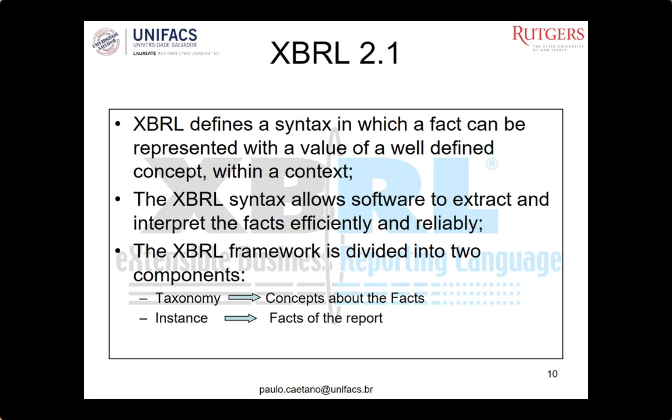Taxonomy is the concepts about the facts, and instance is the document that has the facts of the report. I usually say a taxonomy is a chart of accounts on steroids. The SEC picked up the most common account names and created a huge list, 15,000 entities. That could be cash and short-term instruments, inventory, et cetera, and this list goes on and on. Okay, and that's the chart of accounts.